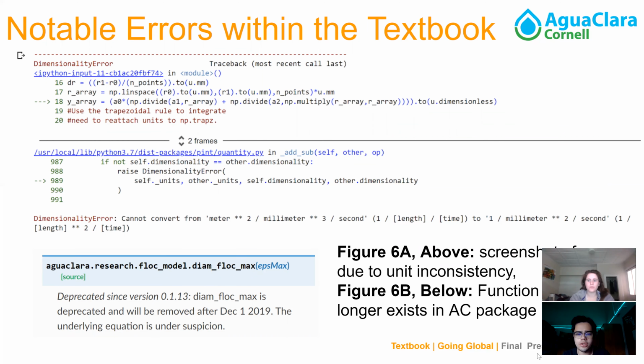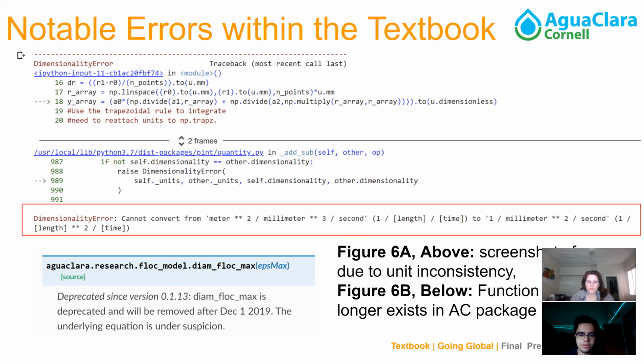So continuing with the theme of debugging, some of the most notable errors that we faced when working with the textbook were, as shown above, an error within unit inconsistency, where oftentimes we were adding two different variables that had two different units. So this required us to look at the formulas written out within the textbook to be able to see where the Python code itself went wrong in terms of unit dimension analysis.